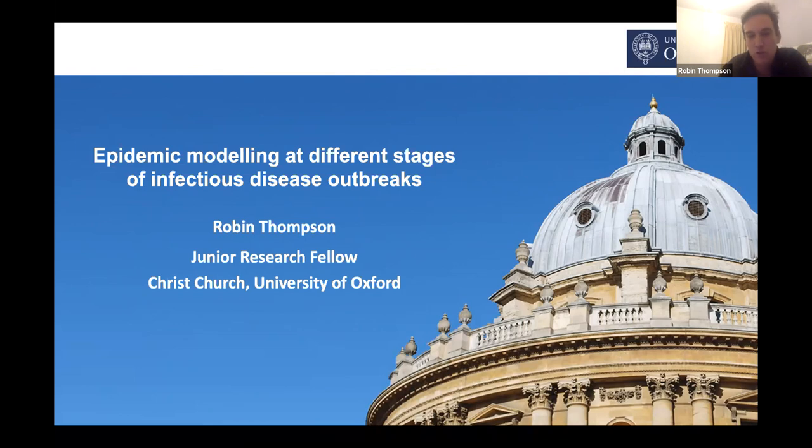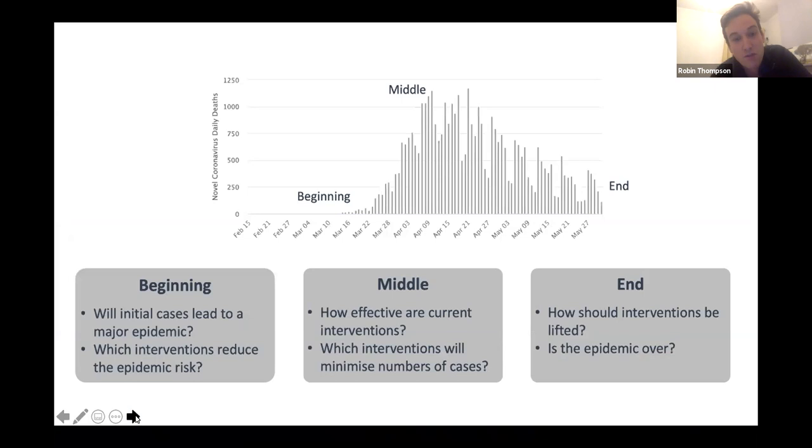A small amount of the talk will be about COVID-19, but it's a general talk about how epidemic modeling can be useful throughout outbreaks. The idea behind my research is essentially to use epidemic modeling to answer important questions at different stages of an epidemic. So in the very initial stages of an outbreak, when case numbers are very low, I'm interested in answering questions like, are those initial cases going to lead on to a major epidemic with large numbers of cases? Or are those initial cases simply going to fade out without generating a major epidemic? And I'm going to come back to that a little bit later in the talk.